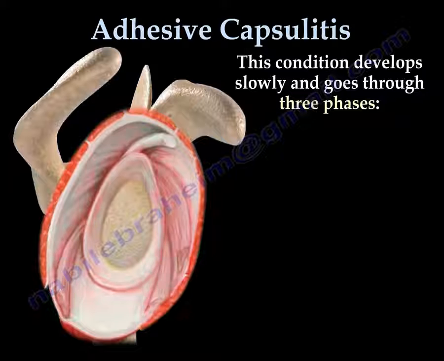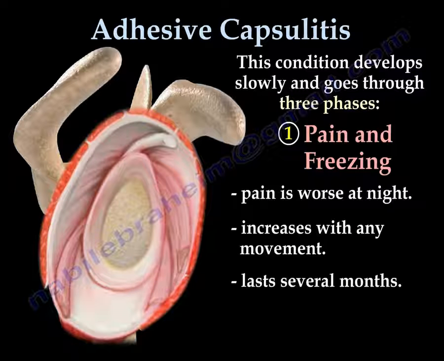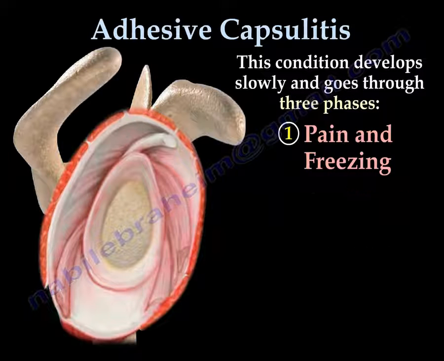This condition develops slowly and goes through 3 phases. The first phase is pain and freezing. The pain is worse at night. It increases with any movement, and it will last several months.